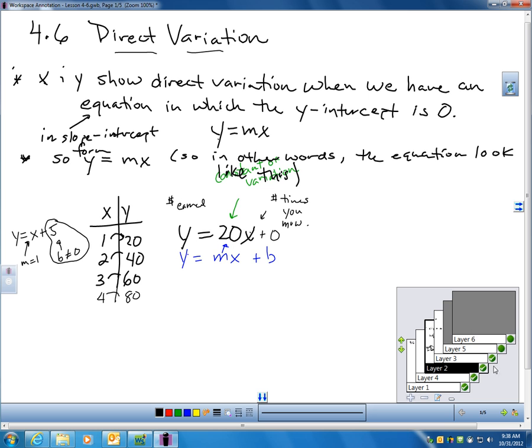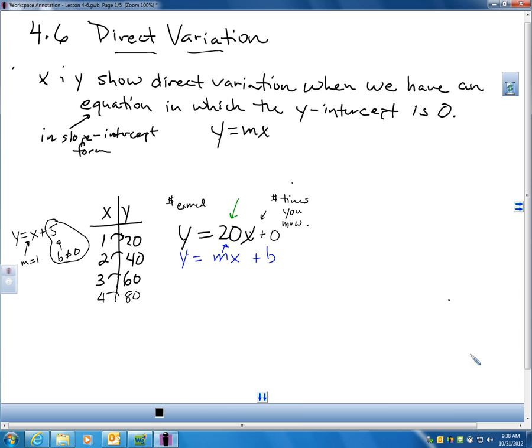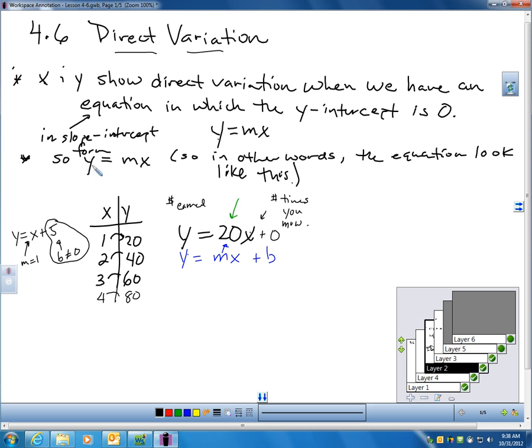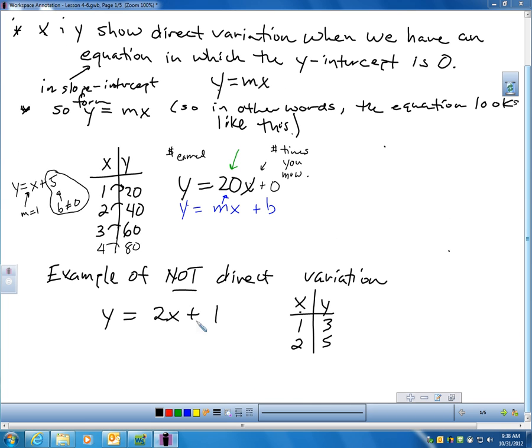So again, let me just get this out of the way. Let me erase what I have so you can read that next little blurb I put. In other words, y equals mx is what direct variation looks like, because that's what the equation looks like. This is a direct variation equation in slope-intercept form where the b value is 0. Again, here would be an example of something that's not direct variation: 2x plus 1. You notice the b value must equal 0 to have direct variation.